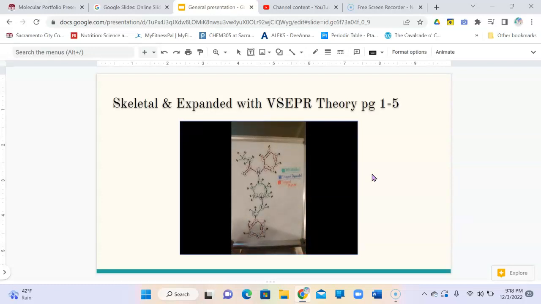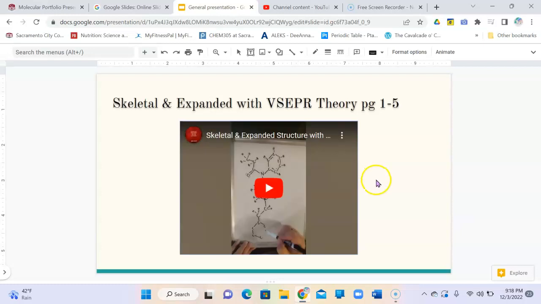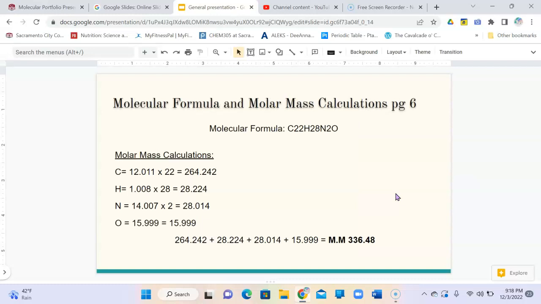All right, now those are all of my drawings, and we'll go ahead and continue with the rest of the portfolio. Now this is going to be the molecular formula and molar mass calculations on page 6. My molecular formula for fentanyl is C22H28N2O.